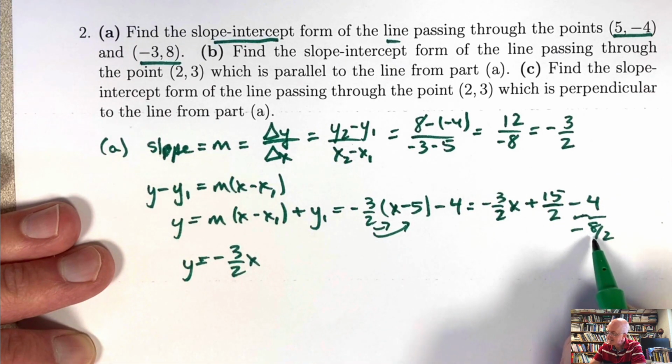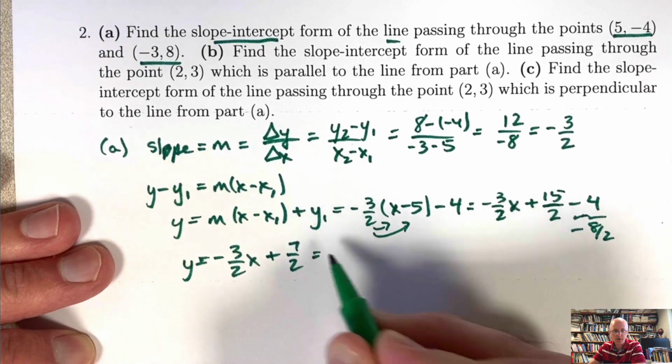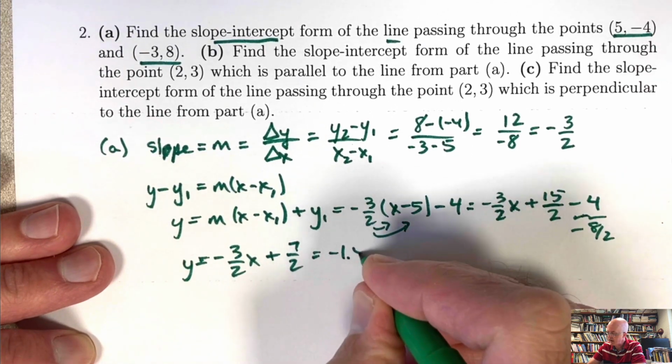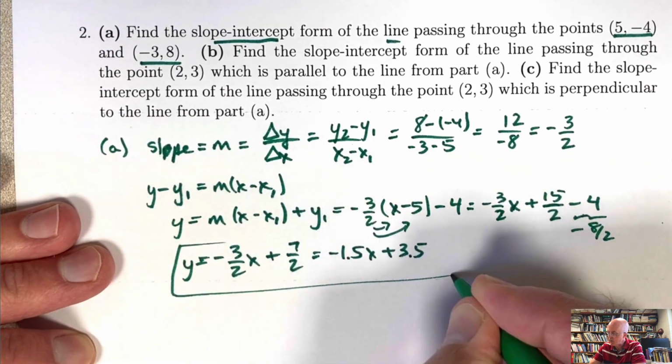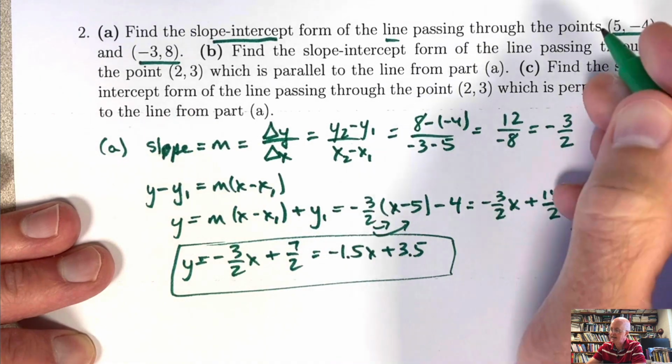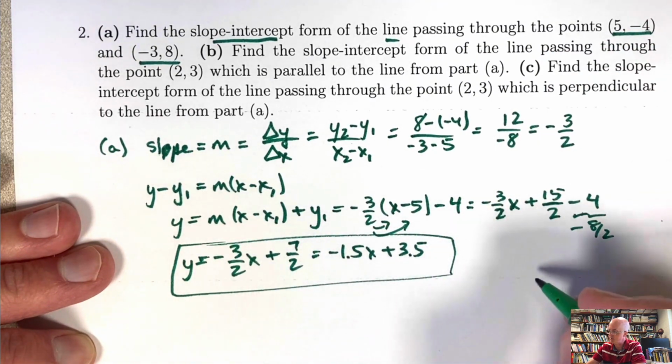15 halves minus 8 halves will be plus 7 halves. Or if you prefer, negative 1.5x plus 3.5. Okay, so there is the equation of this line in slope-intercept form. You can see the slope is -3/2 and the y-intercept is 3.5.